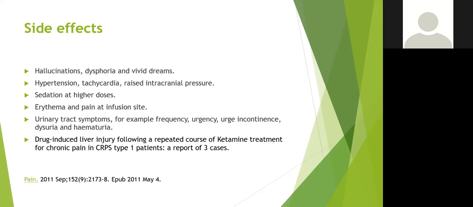Some patients will get cystitis, which is not infected, so you can track symptoms: frequency, urge incontinence, and hematuria. There have been case reports of drug-induced liver injury following overdose of ketamine for CRPS patients. So we need to be careful about that. Next slide.